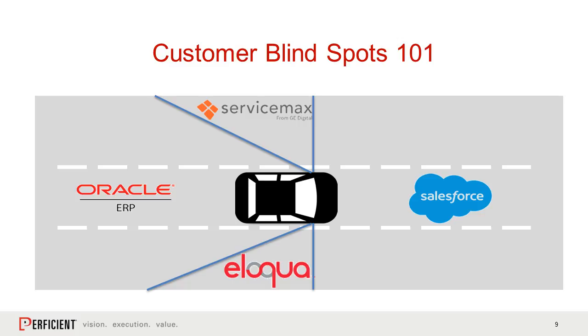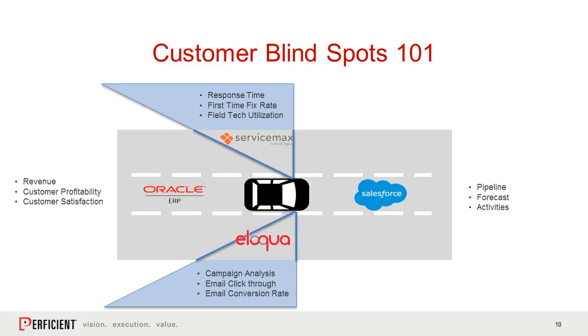So what does that mean? Well, what it means is that the people who are driving your business are going to spend most of their time looking at their pipeline forecasting activities in Salesforce. Occasionally they're going to look in their rearview mirror to see what kind of revenue they've got, what their customer profitability looks like, as well as their customer satisfaction as indicated by customer returns. But then off on the side, if I'm not focused on it, I might miss something like response time or first time fix rate if there's a dip in that, or what my field tech utilization may be if I'm not consistently looking at my ServiceMax data points.